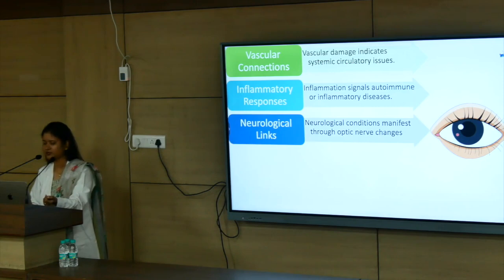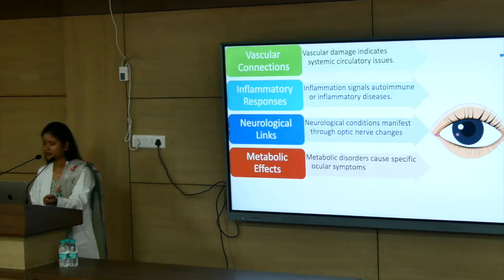So any systemic neurological condition such as multiple sclerosis can cause optic neuritis, and raised intracranial tension from conditions like pseudotumor cerebri can be identified by detailed eye examination. Next is metabolic and endocrine effect. Diseases such as diabetes mellitus and thyroid disorder can have direct ocular impact and thus can cause characteristic ocular features.